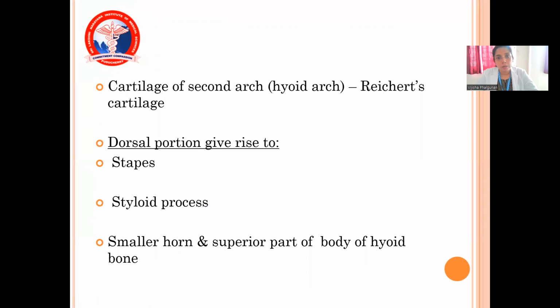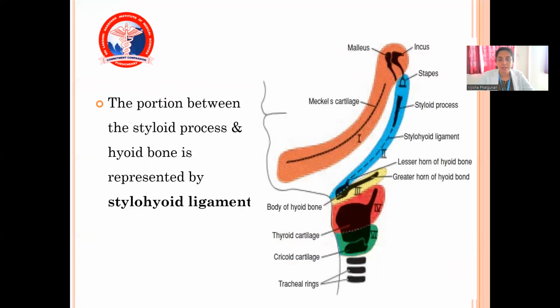Second pharyngeal arch. The cartilage of the second arch is called Reichert's cartilage, whereas the first one is Meckel's cartilage. The dorsal portion of Reichert's cartilage will give rise to the stapes, styloid process, lesser horn, and superior part of the hyoid bone. All these I have mentioned in the earlier slides where the picture was shown. The portion between the styloid process and hyoid bone is represented by the stylohyoid ligament.